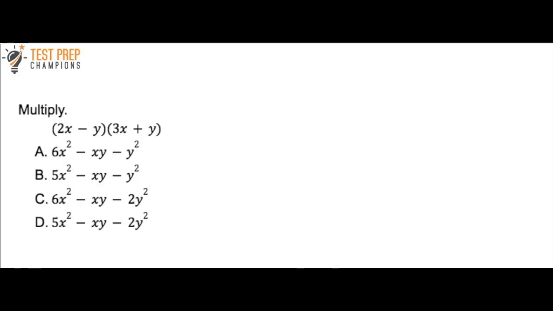Okay, the next question says to multiply 2x minus y times 3x plus y. So I'd like you to pause the video, try to figure this out, and then as always, we'll go over it. Okay, hopefully you had a chance to try this out. I'm writing a big word up here, and that word is FOIL. And FOIL stands for first, outer, inner, last. And it's really your guide to getting this question and similar questions right on the test.